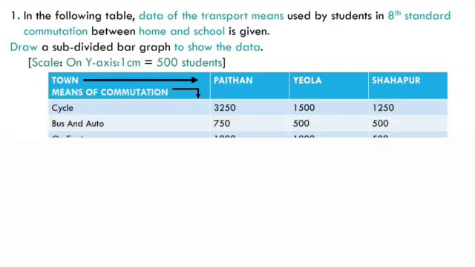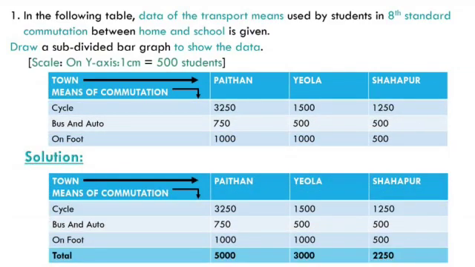Now here, children, in the following table, data of the transport means used by students in 8th standard for commutation between home and school is given. You have to draw a subdivided bar graph to show the data. The scale is given. On the y-axis, 1 centimeter is equal to 500 students. Now, there are 3 towns that the students are coming from. That is Paithan, Yola and Shahpur.